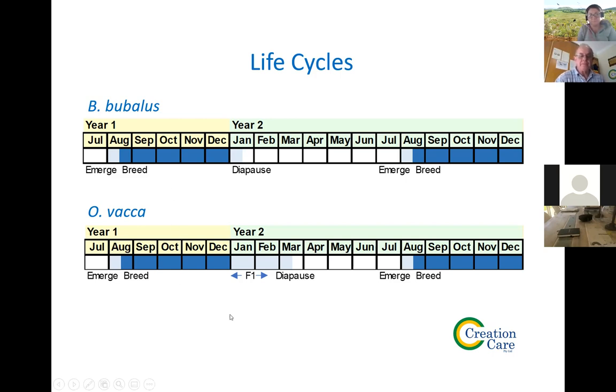Now, with vacca, it's basically similar except for one difference. Here is emerge, breed, diapause. Here is emerge, breed, and then the next generation comes out, called the F1 generation in entomological terms. And that generation is the one that goes into the diapause and then comes out the following year. So here they're going into diapause as mature adults or larvae and pupae in the soil, and they come out there. But here they actually develop and go into diapause as feeding adults. They won't be in the brood bowl.